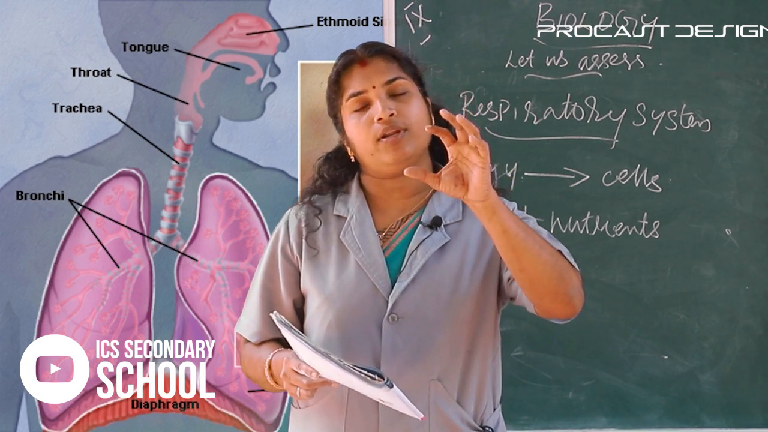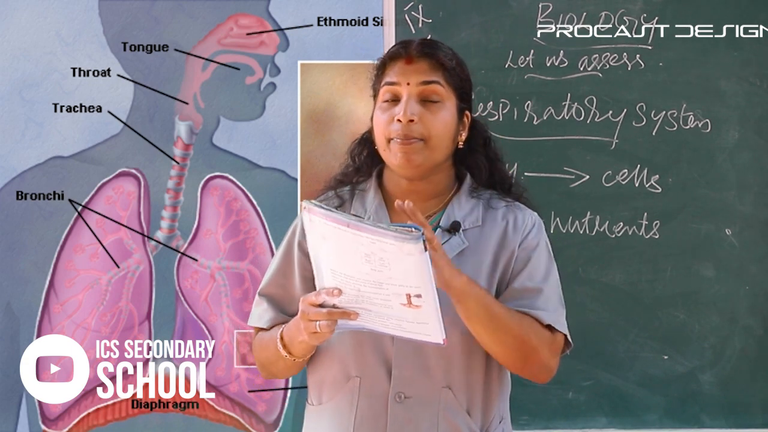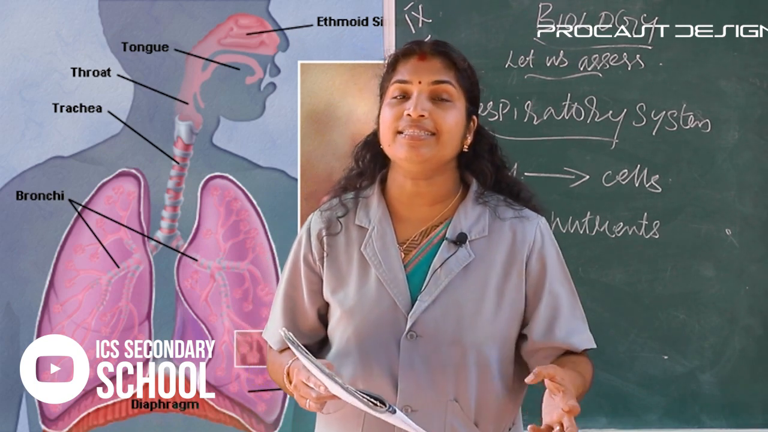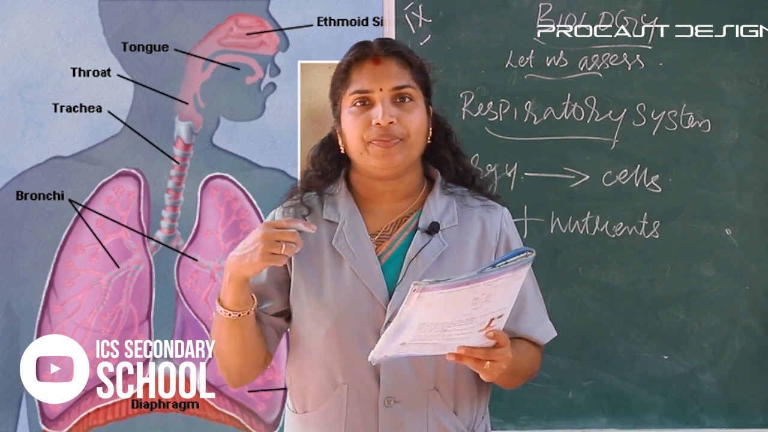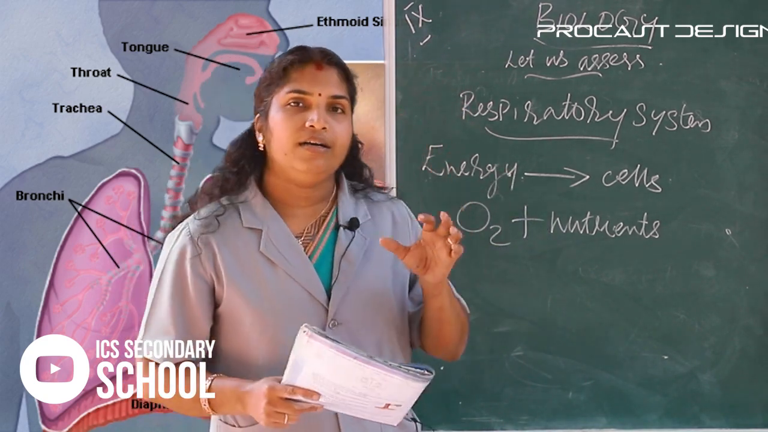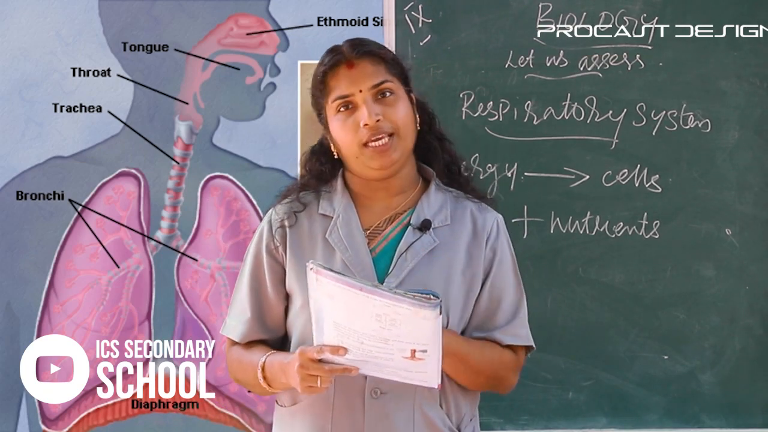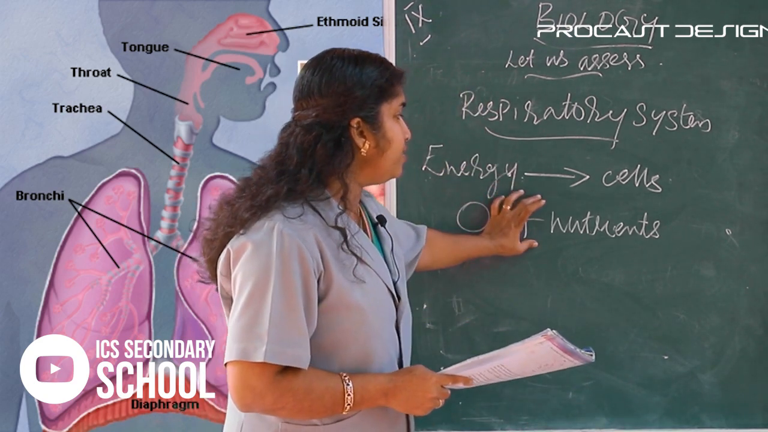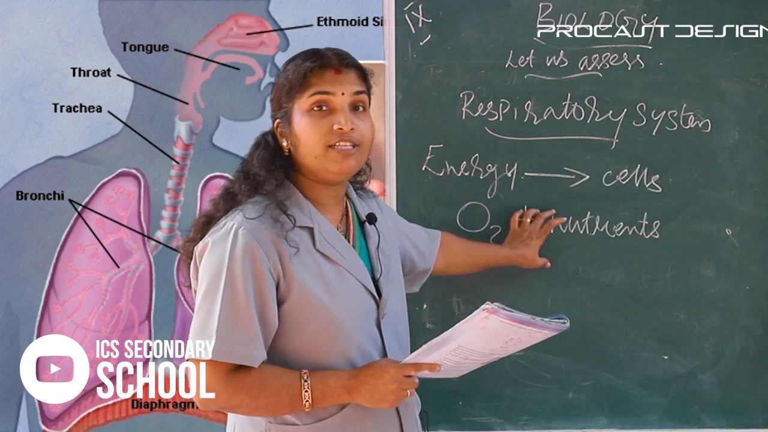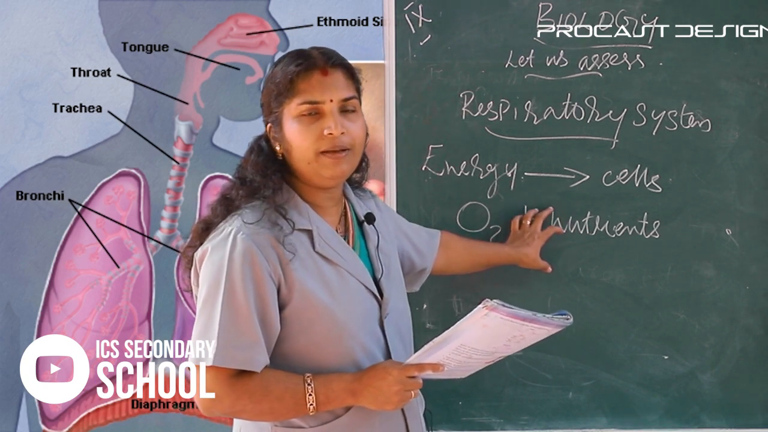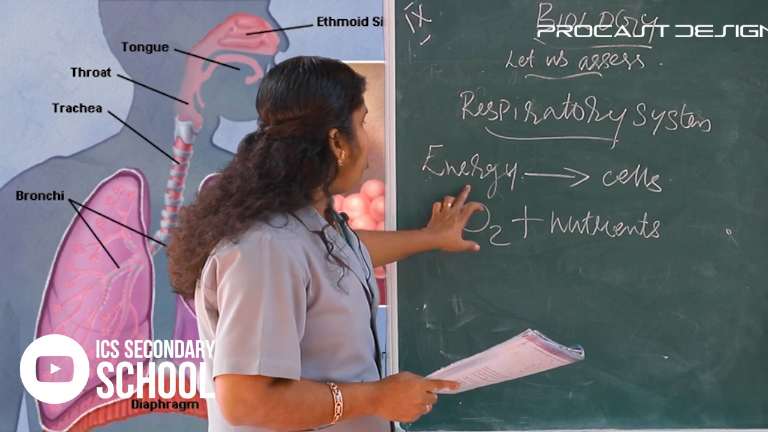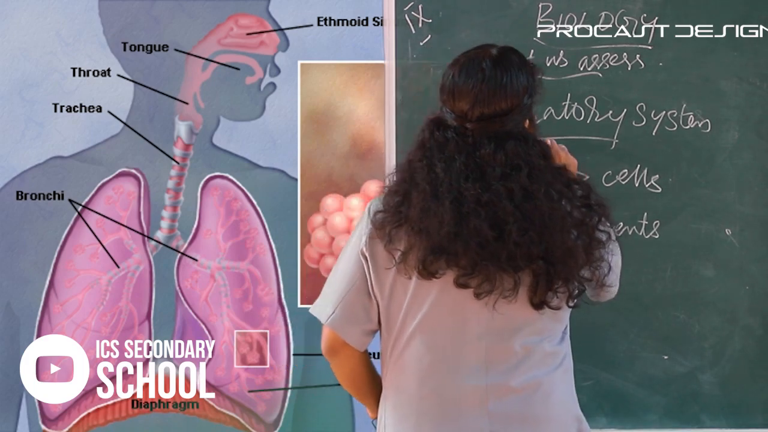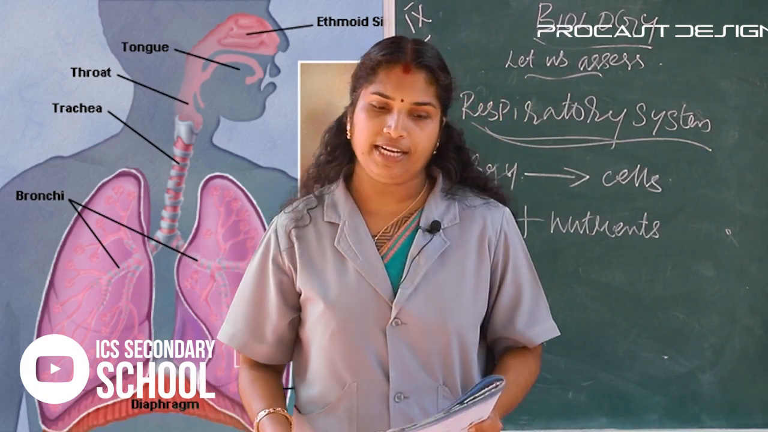These nutrients are combined with oxygen to release the energy. This energy gives more power to do work. So these nutrients come from the digestive system and are circulated with the help of the circulatory system. The oxygen enters the cell with the help of the respiratory system.